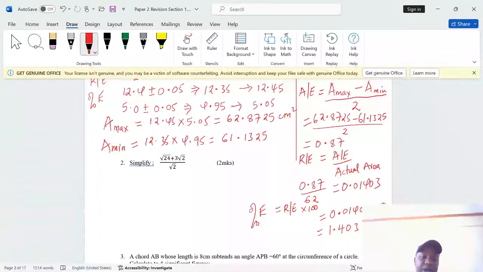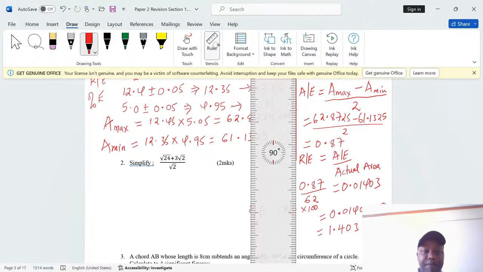Now we can talk about number 2, which is a question on surds. A question on surds, number 2. Simplify. As you can see, number 2, let me clear some space here for number 2.